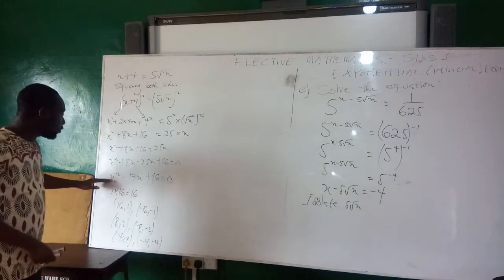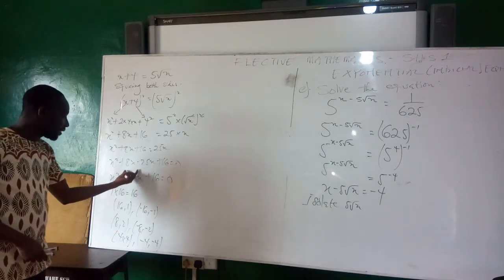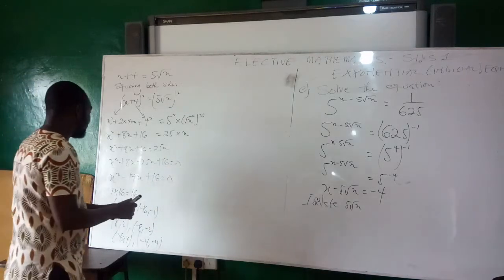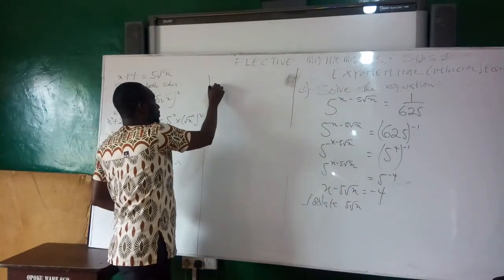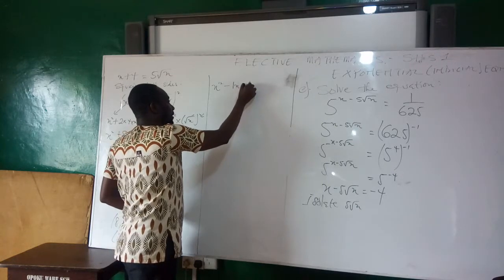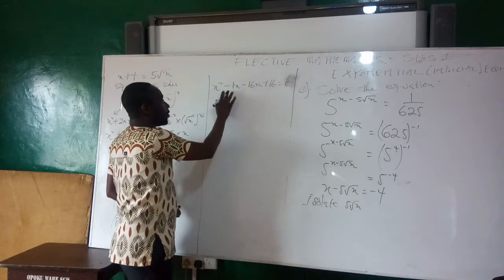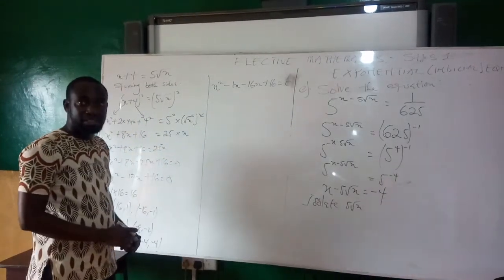So now we are going to rewrite this equation. In place of the negative 17x, we bring the negative 16 and negative 1, which is written as x squared minus 1x minus 16x plus 16 equals 0, because minus 1x minus 16x will give us minus 17x.